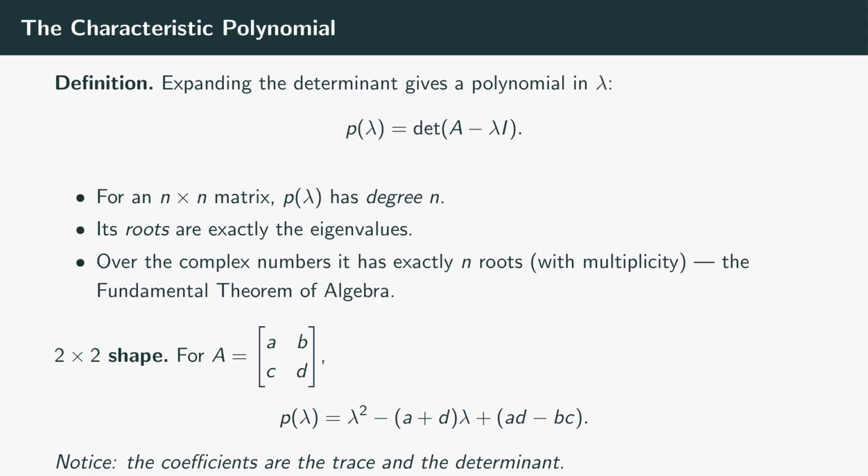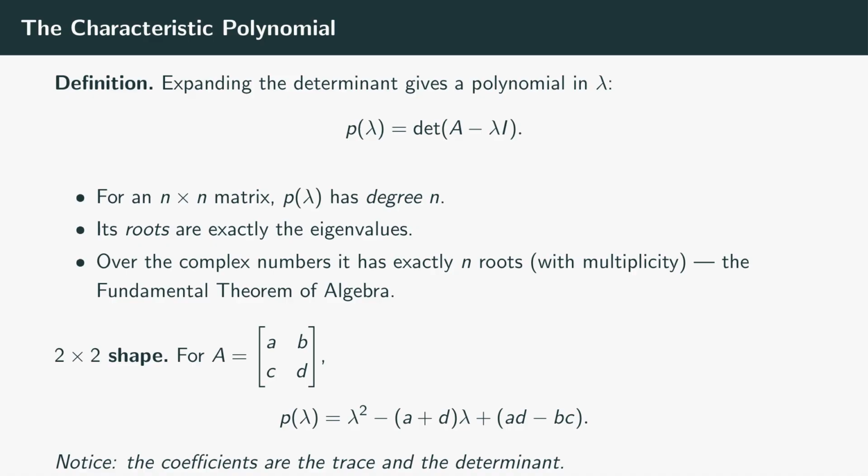Let's give the star of the show its name. When you expand the determinant of A minus lambda I, you get a polynomial in the variable lambda, and we call it the characteristic polynomial, written P of lambda. Three facts about it. First, for an n by n matrix, this polynomial has degree exactly n, one power of lambda for each row. Second, its roots are precisely the eigenvalues, by the chain of reasoning we just built.